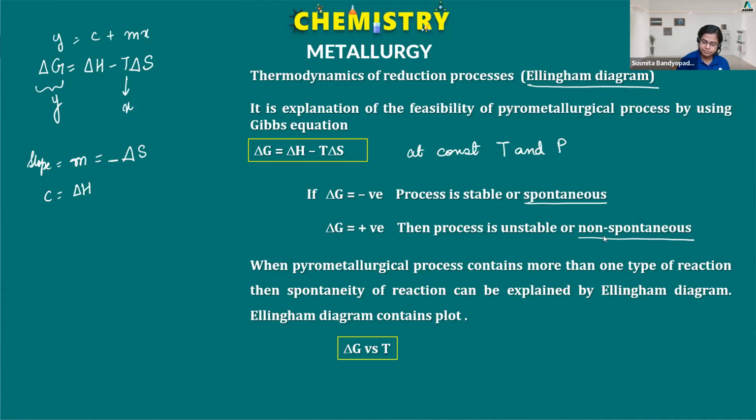Now, if more than one reaction is taking place, and we saw two just now, then which particular oxide will be more stable, or which particular element can act as a better reducing agent, can be understood with the help of the Ellingham diagram, which plots delta G versus temperature in Kelvin.